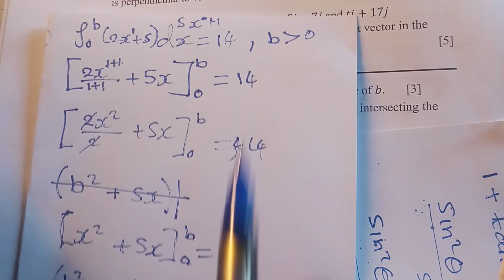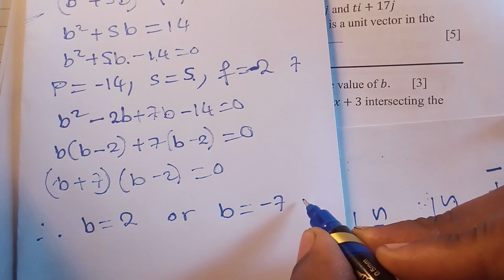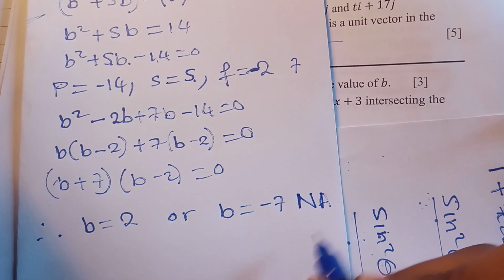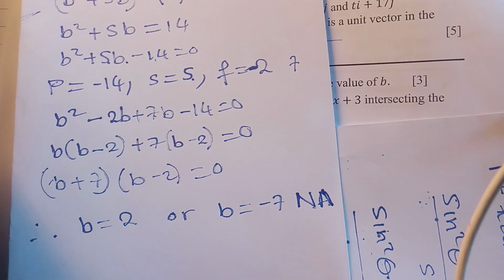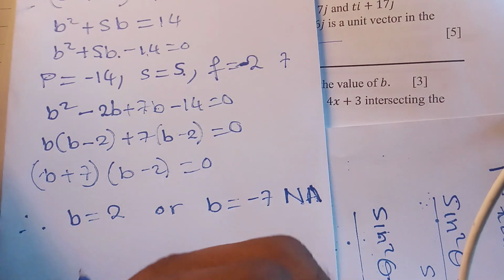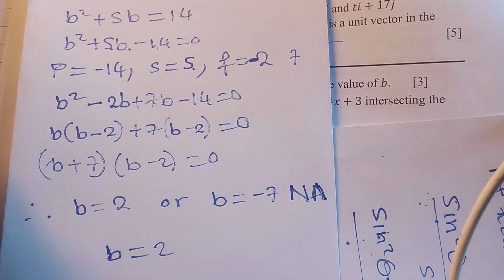But because we have this condition here that b must be greater than 0, anything that is less than 0 will be rejected. So this one, not admissible, not acceptable, or not applicable. So this one has been rejected, and therefore our b is equal to 2.